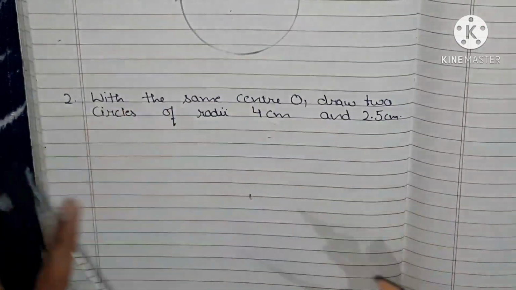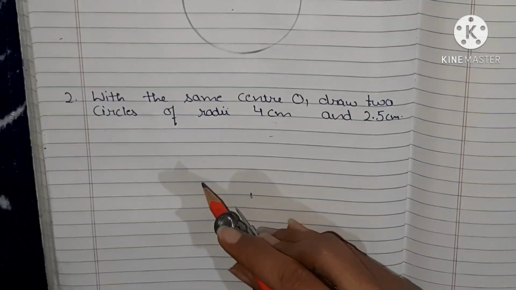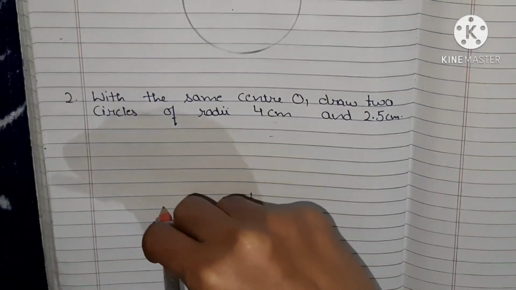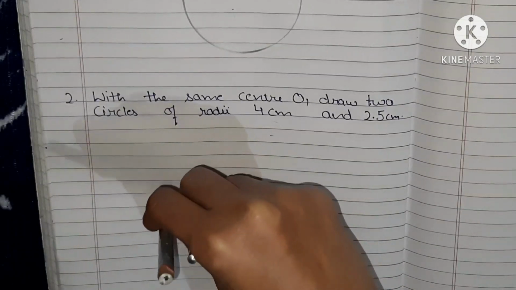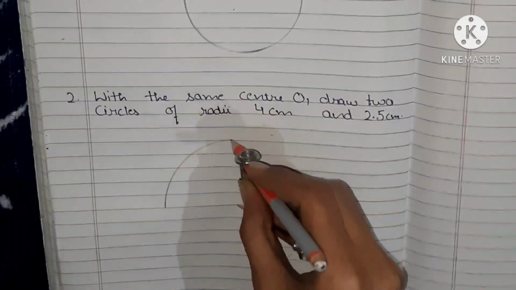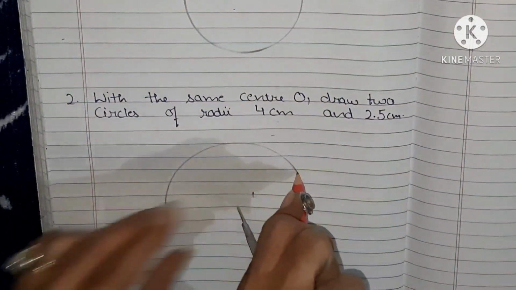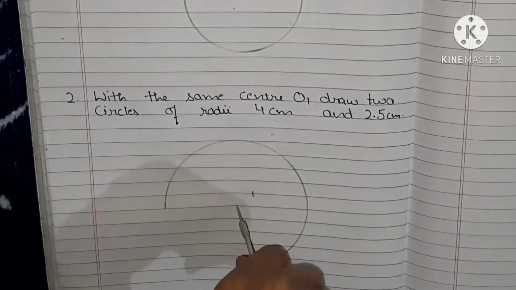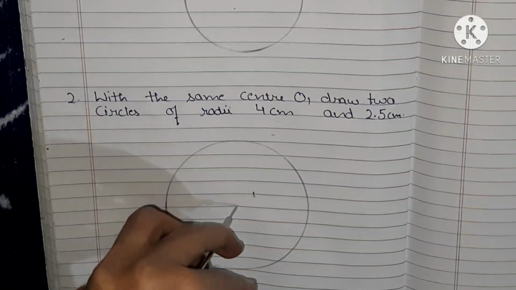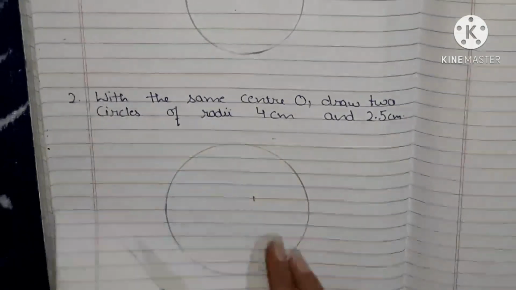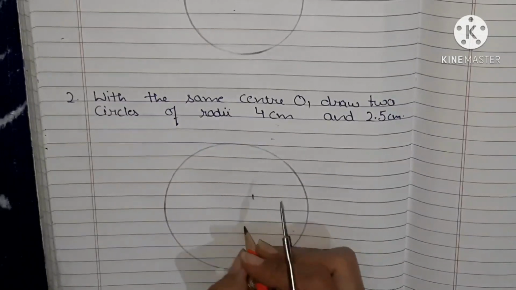Now we have to fix the pointed tip of the compass in the notebook, and then hold the needle arm gently and rotate the pencil arm to draw a smooth circle. So let's draw a smooth circle here. Here we have drawn a circle of radius 4 centimeter.